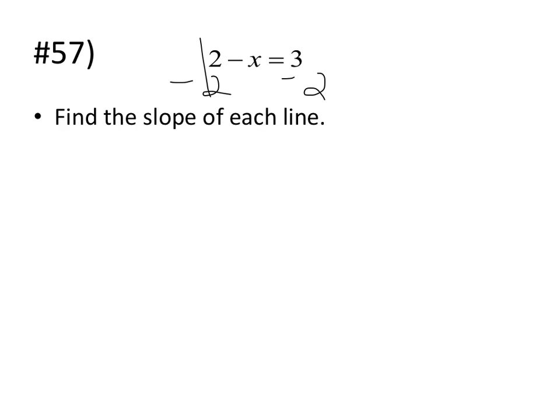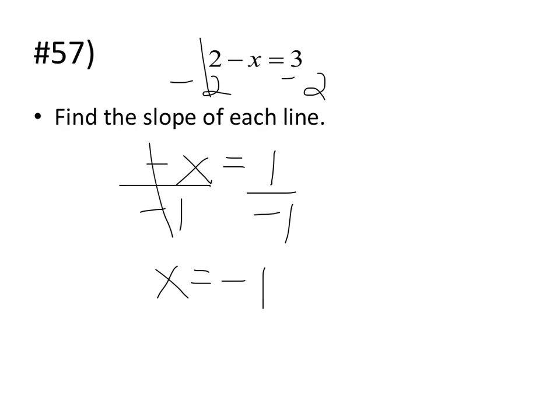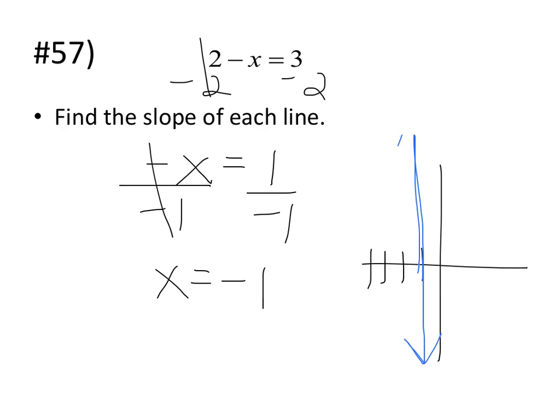Okay. Subtract 2 from both sides. Negative x is equal to 1. Divide both sides by negative 1. X is equal to negative 1. Graph it. If you have a vertical line, your slope is undefined.